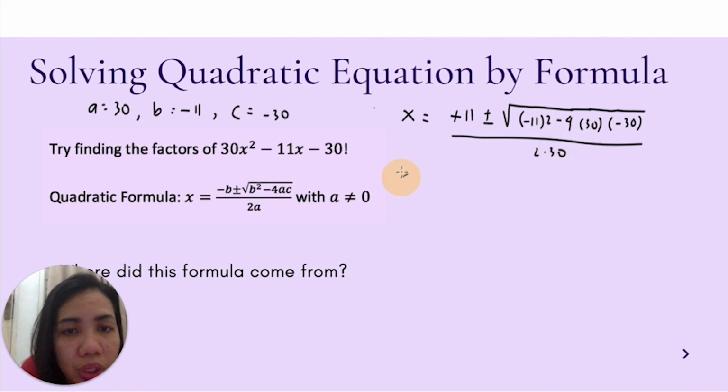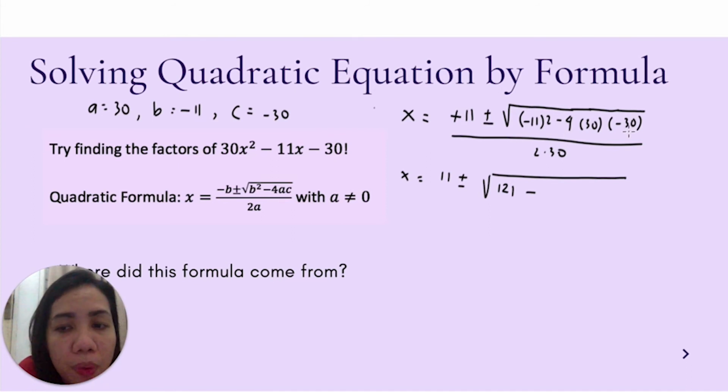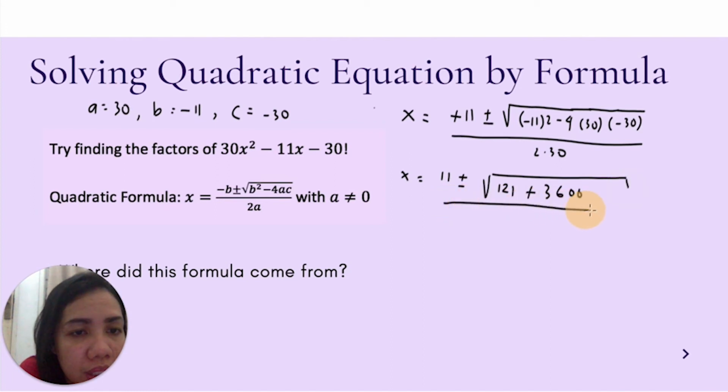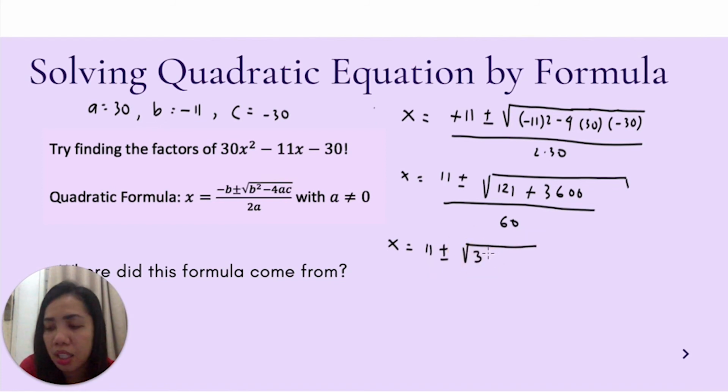Okay, now let's continue one by one. This is 11, plus and minus the square root of minus 11 squared, which is 121. In here we have minus, but in here also we have minus, so minus times minus is positive. Now 4 times 30 times 30 is 3,600 here. Okay, now over 2 times 30 is 60. Okay, now x equals 11 plus and minus the square root of 3,721, and then over 60.